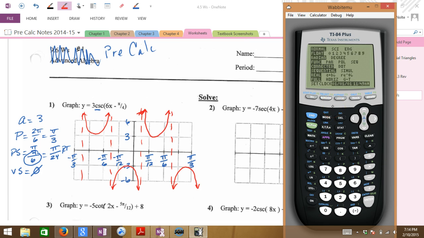The next thing I want to double check before I hit graph is my mode. It's important that your mode is in radians, otherwise you will not see what we see. We are graphing in radians. Okay, so now I'm going to adjust my window. We're basically going to copy the window that we are zoomed into here on the graph by the axes that we've already created. So the x is going to be between negative pi over 3 and positive pi over 3. That's what I'm going to type into the calculator. So my minimum is negative pi over 3. Max is pi over 3.